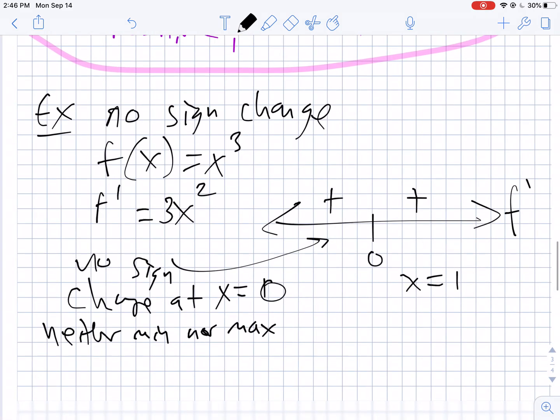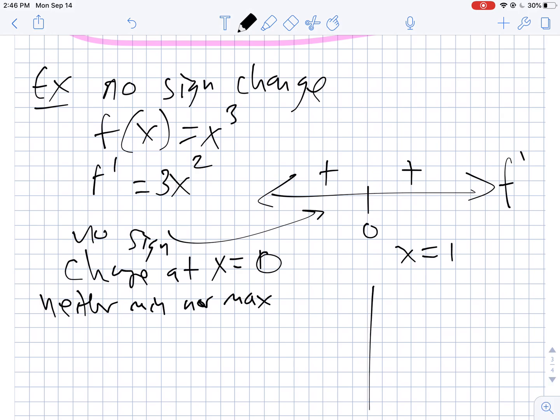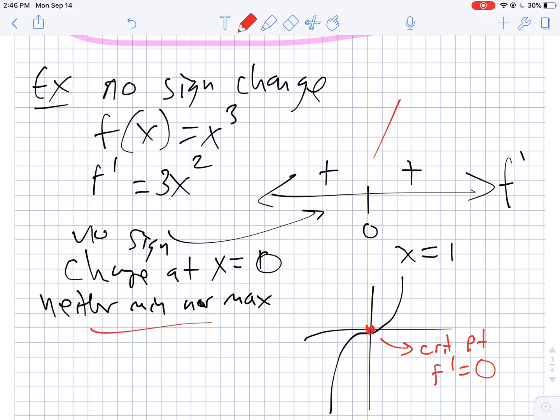Which actually makes sense, because if you graph the function x cubed, the function goes up and then it chills, then it goes up. So at this point, we do have a critical point. This is a critical point where the derivative is equal to 0, but we can see very clearly from the picture it is not a min and it's not a max. And the sign line graph shows us that because we don't go positive, negative, or negative, positive.